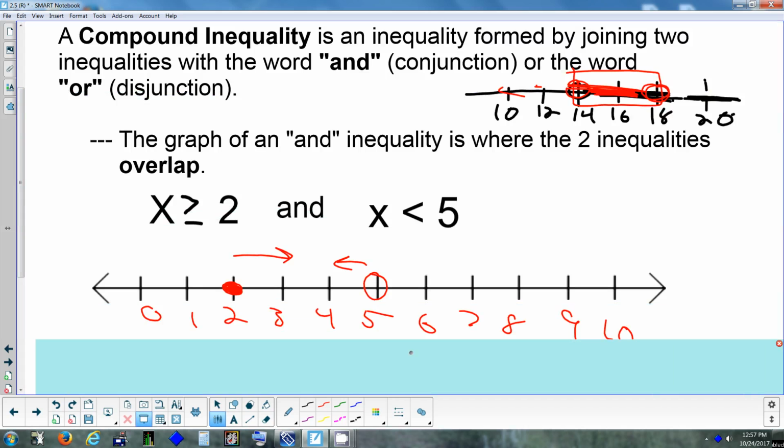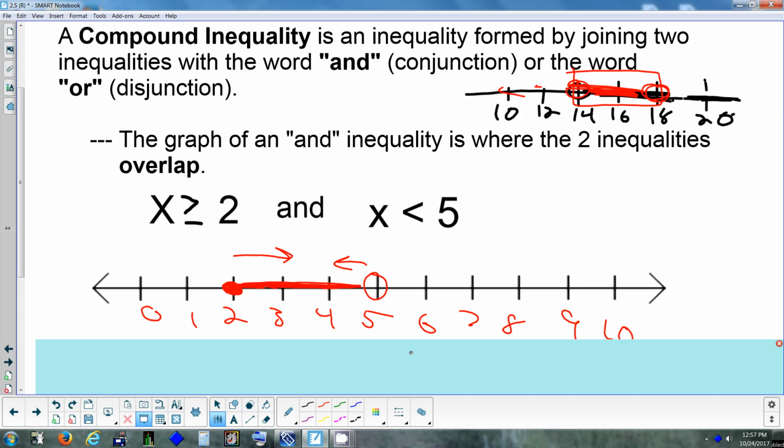So where these would overlap is between the two circles. The solid circle would go to the right forever. The open circle would go to the left. And this is the overlap right there. That's how you graph a conjunction.